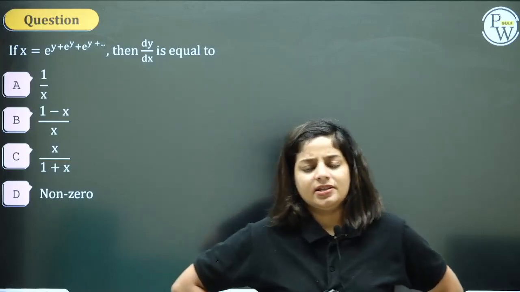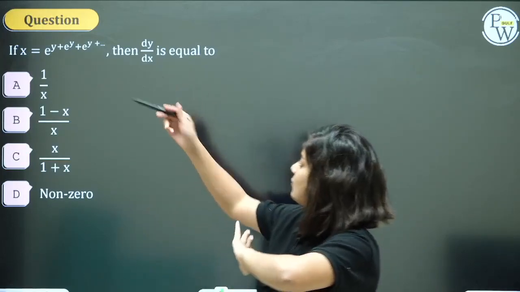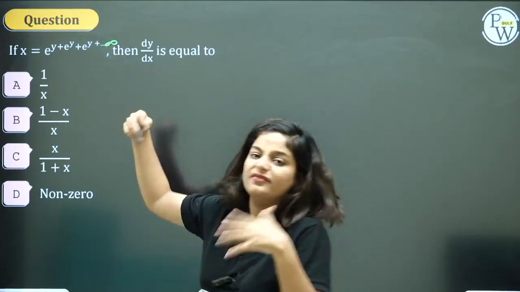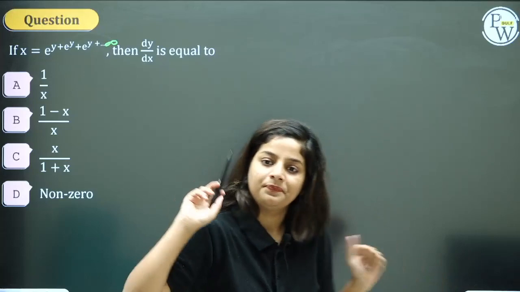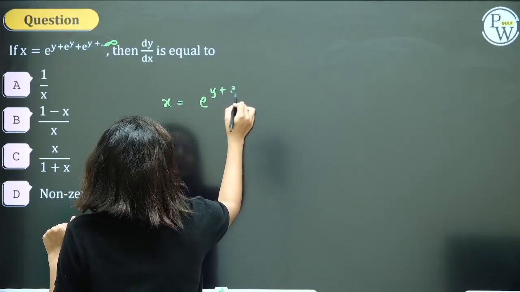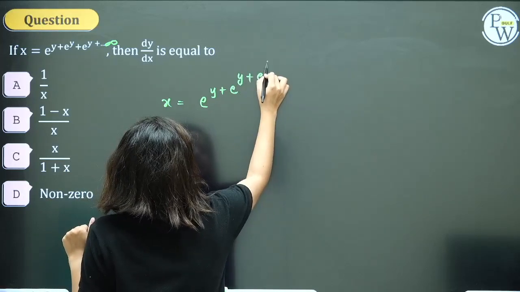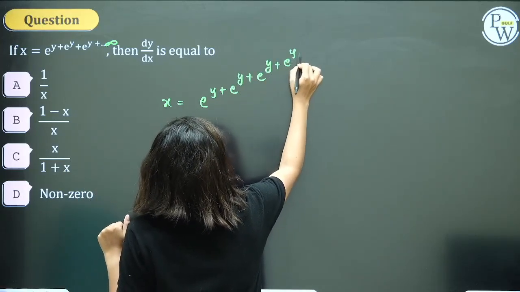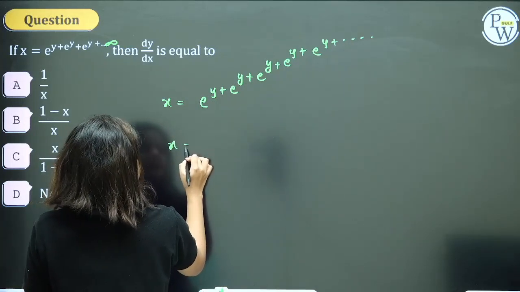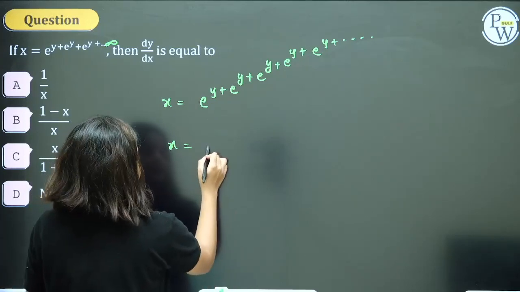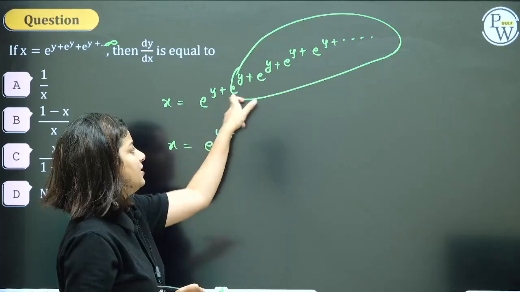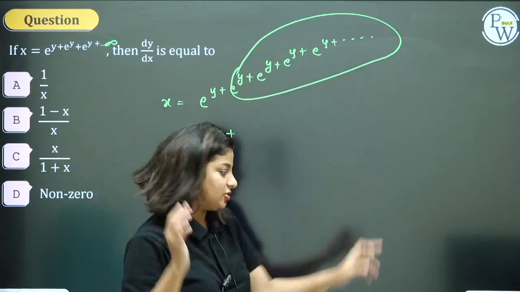x is equal to e raised to y plus e raised to y plus e raised to y plus e raised to y plus e raised to y, all the way, this is being repeated infinite times. What is dy by dx? Can you all see that this is e raised to y plus this entire thing going till infinity? e raised to y plus e raised to y. That is nothing but your question.